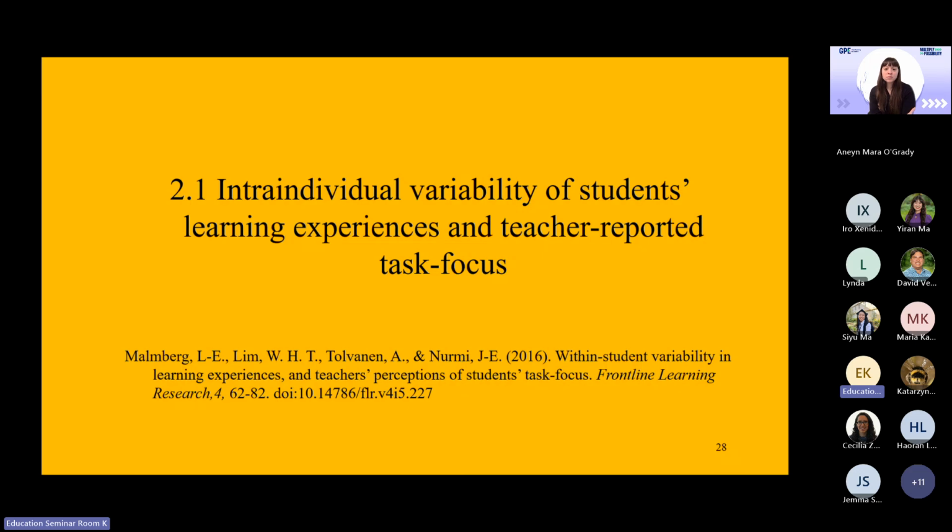So we looked at the study on intra-individual variability of students' learning experiences. So we aggregated these and linked these with teacher-reported task focus.